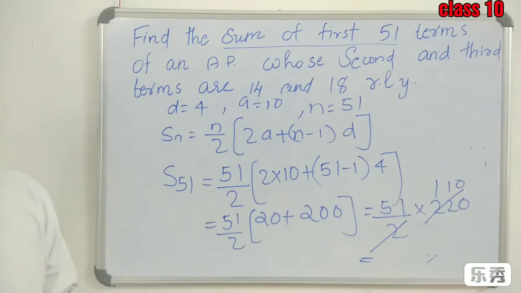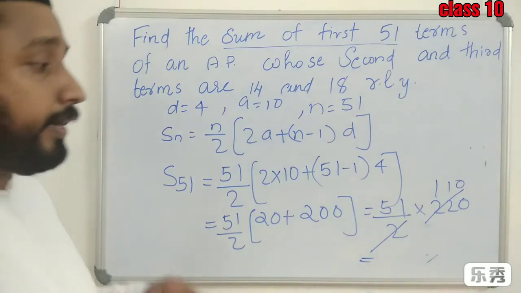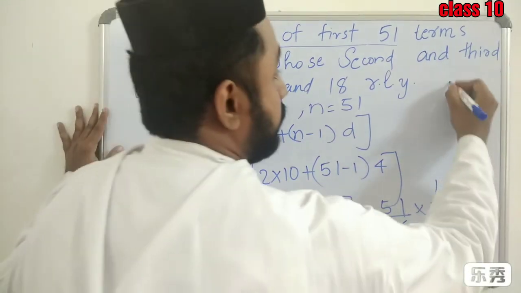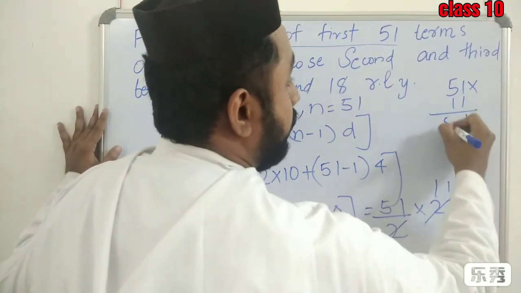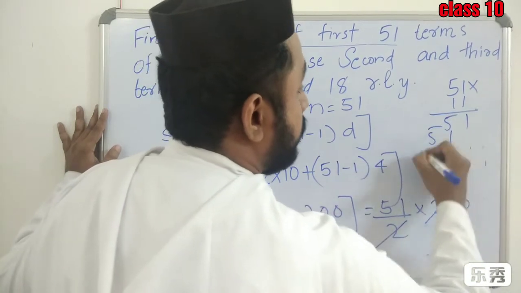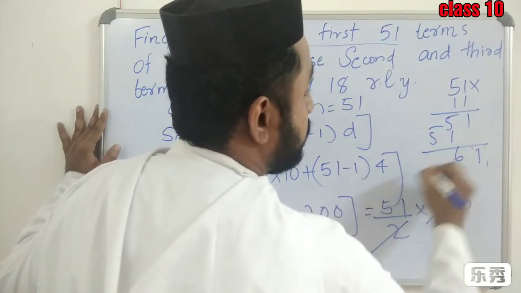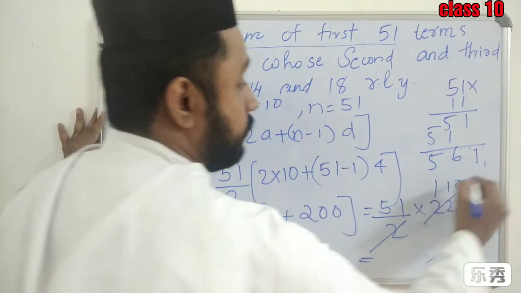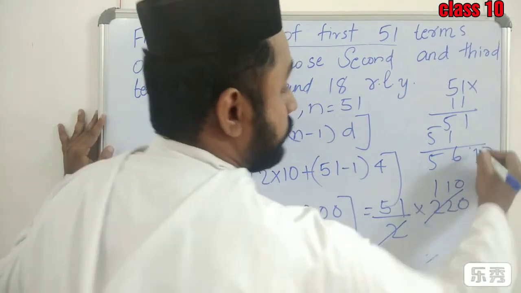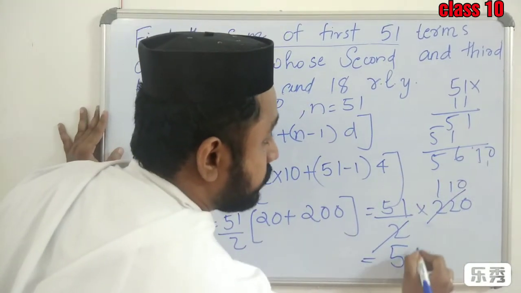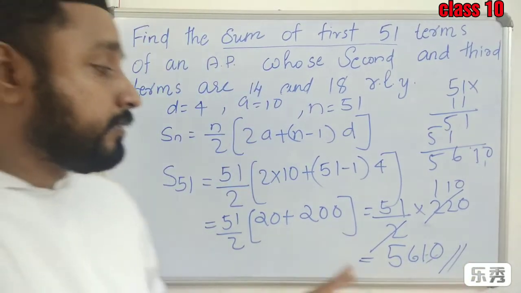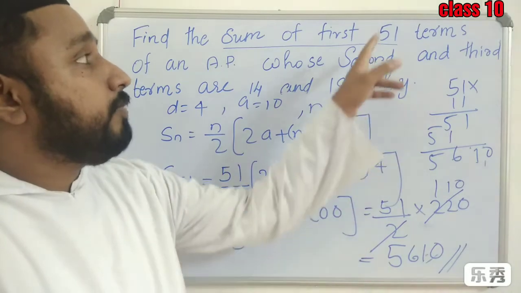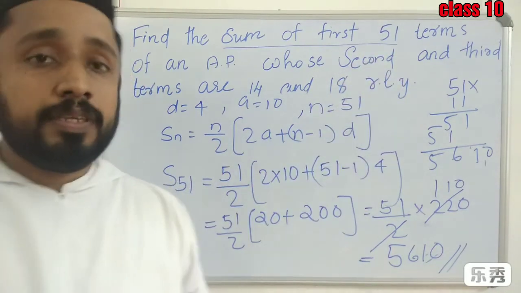What is the value of 51 into 110? So 51 into 11 is 561. Put the 0, then the answer is 5,610. So 5,610 is the sum of first 51 terms of this AP.